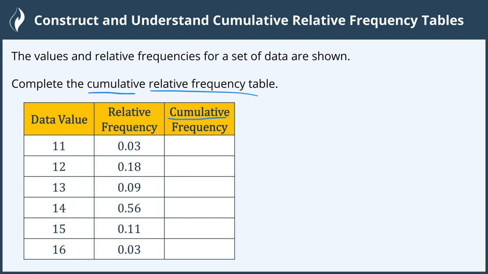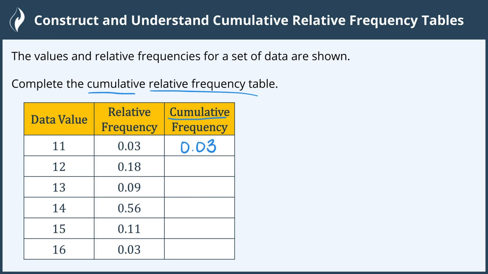For our first data point value, we have a relative frequency of 0.03. Because it's our lowest data value, the cumulative relative frequency is just that one because we don't have anything below the data point of 11.